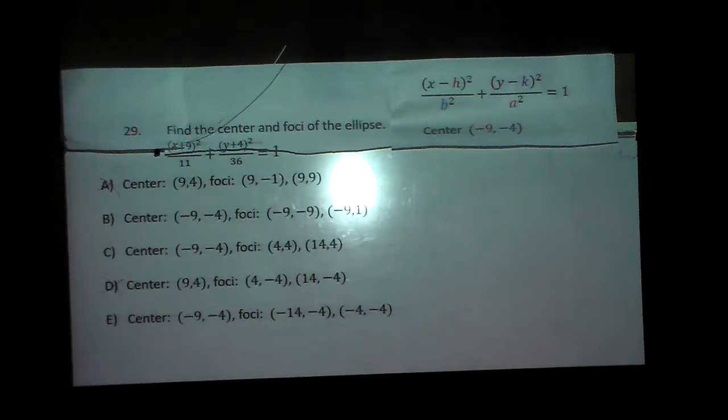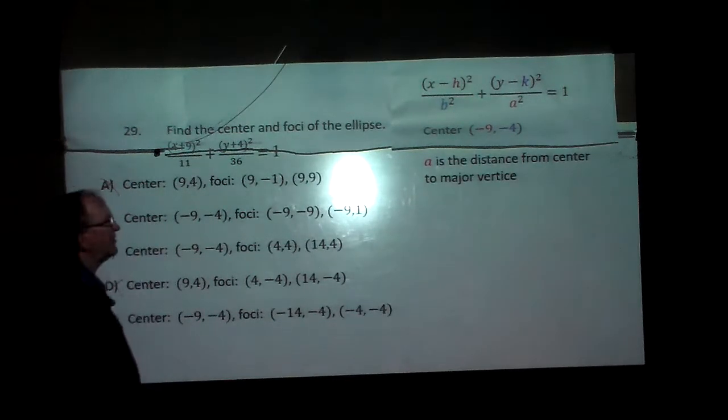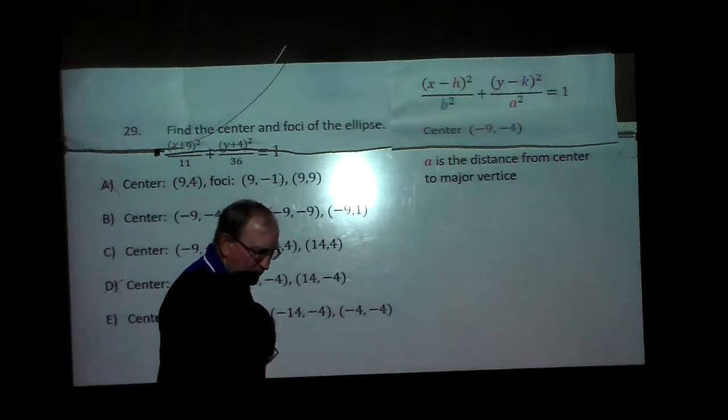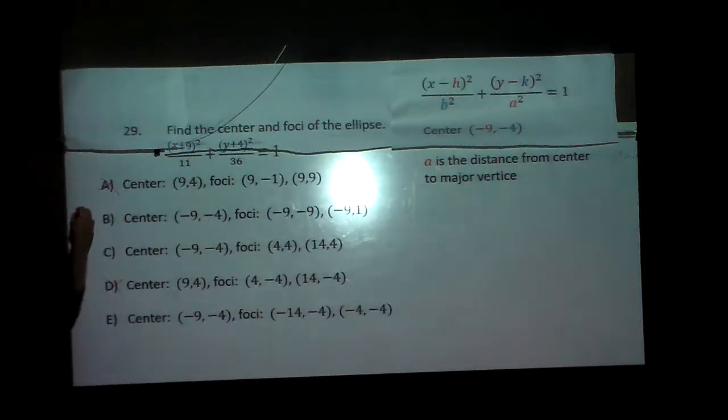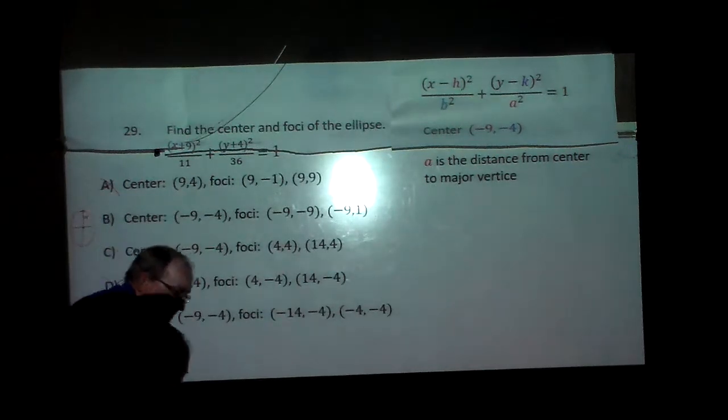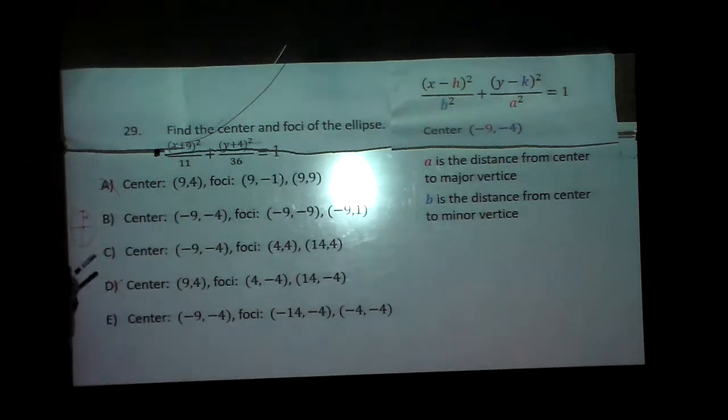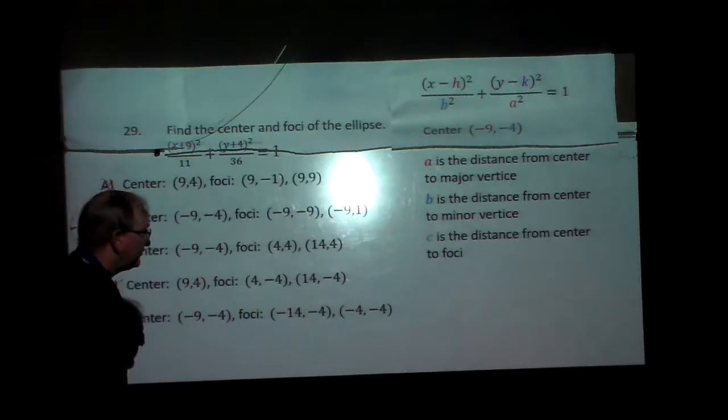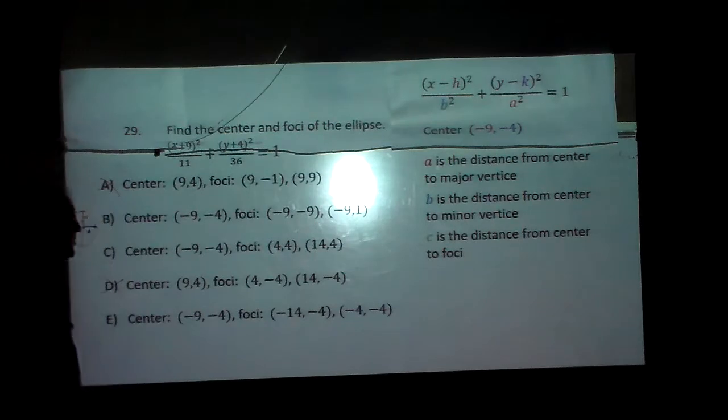Next, I need to find the foci. If you remember, a is the distance from the center to the major vertex. So if it's the long one going up, like right here, a is that distance from there to there. b will be the distance for the minor one, there to there. And then c is your actual focus somewhere in here. It's the distance from the center to the foci.